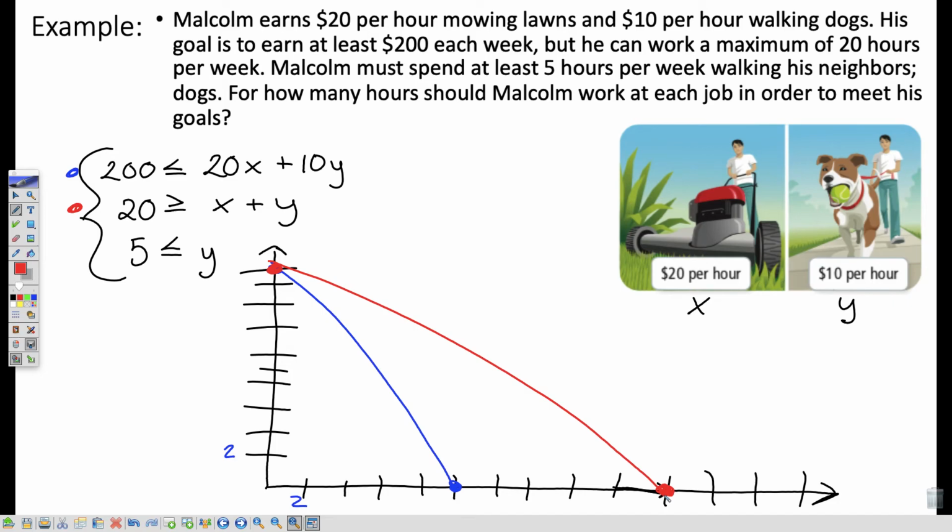Okay, so then I got this one right here. The last one, right? Yes, ma'am. What kind of a line is that? Straight. Good job. Horizontal. Horizontal at what? 5. 2, 4, 5.